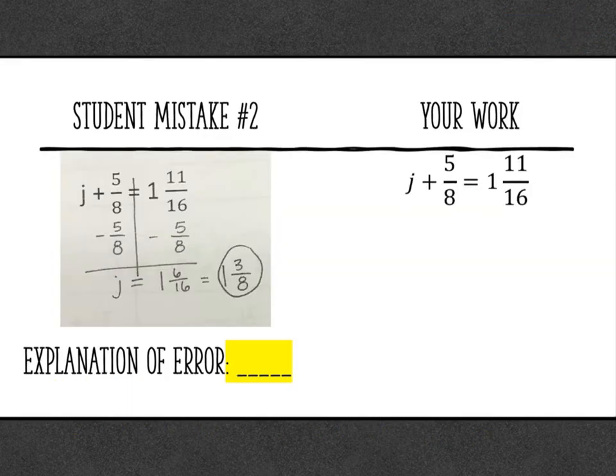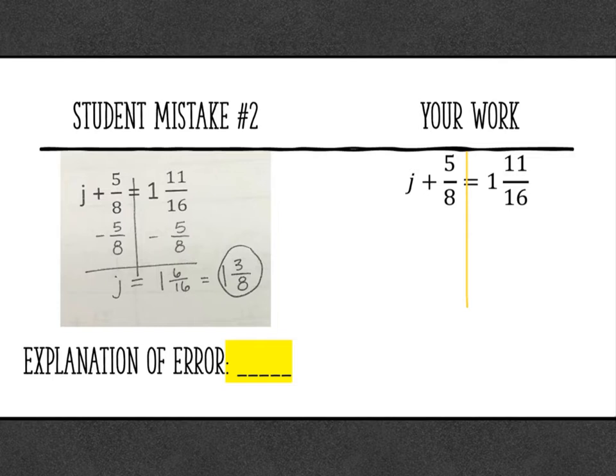All right, next one, same idea. We have our student mistake on the left, our work is on the right. So first thing we want to look at is solving our own work. So I'm going to draw my line straight down the middle. Okay, so after we draw our line, we need to get common denominators.